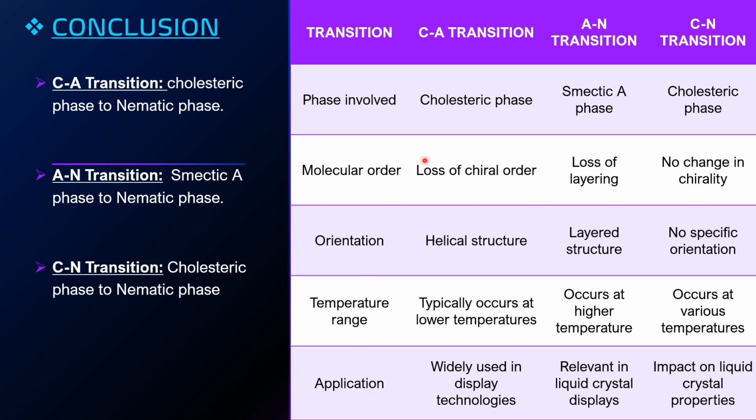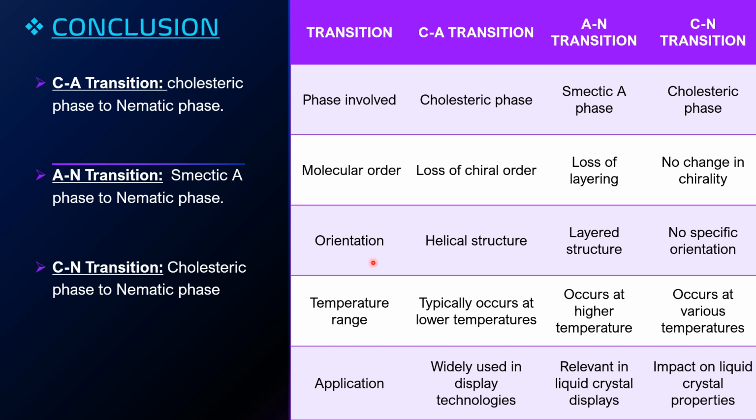The CA transition is characterized by loss of chiral order, the AN transition is loss of layering, and the CN transition is no change in chirality. For the phase involved, it is the cholesteric phase for CA. For the AN transition, it is the smectic phase. And for the CN transition, it is the same cholesteric phase.